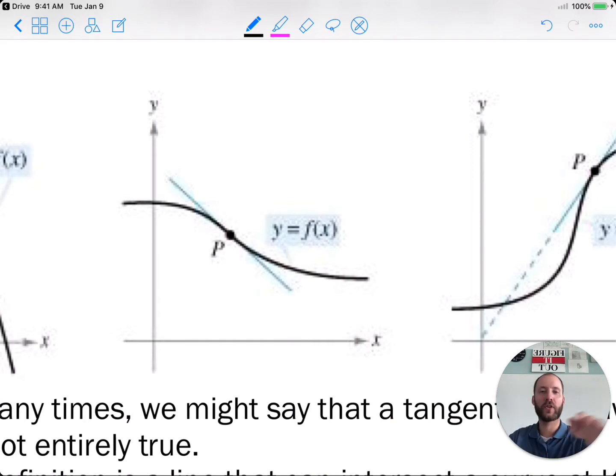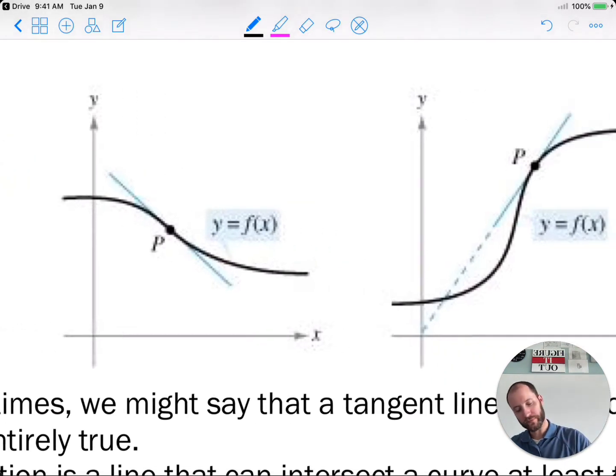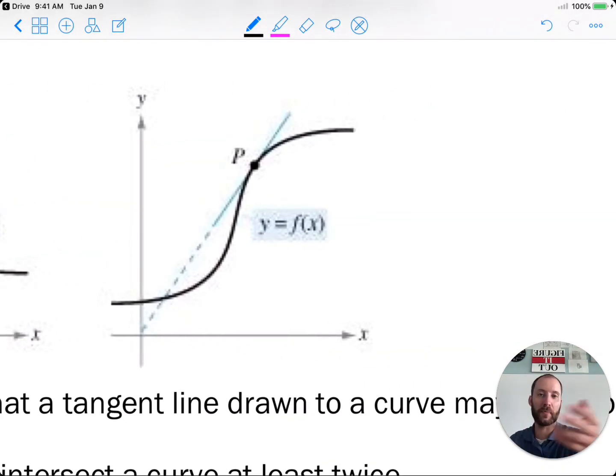This curve going down, the point P is on the negative part of the curve, and the curve is decreasing, so the tangent line has a negative slope. In this example here, point P is on the increasing interval of the curve, so the tangent line is increasing also, and has a positive slope.